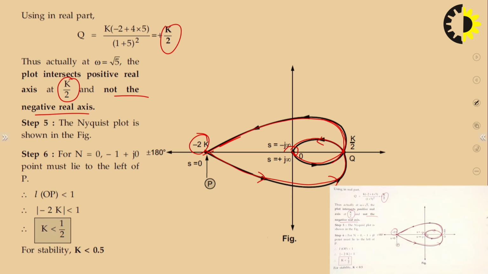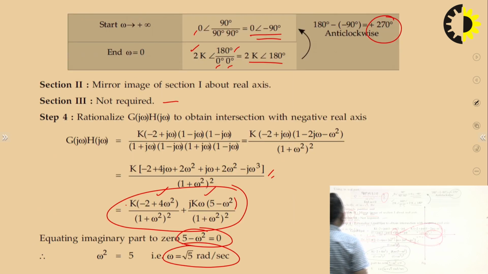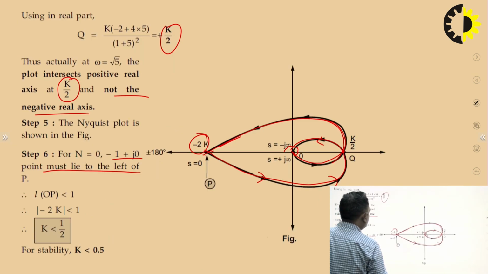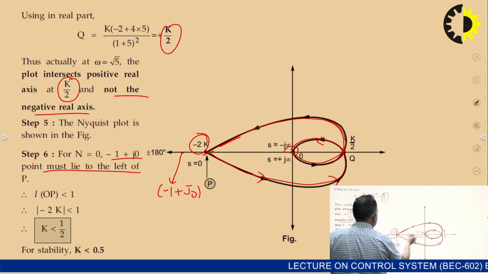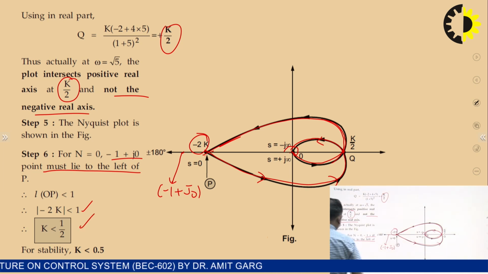So for N equals 0, the minus 1 plus j0 point should not be encircled, and must lie to the left of the point P. Because the number of encirclements is 0, this point should not be encircled. This is possible only when minus 1 plus j0 lies somewhere here. It means the length, which is nothing but 2K, will be less than 1. So from this you get K less than 1 by 2. So for stability, K should be less than 0.5.